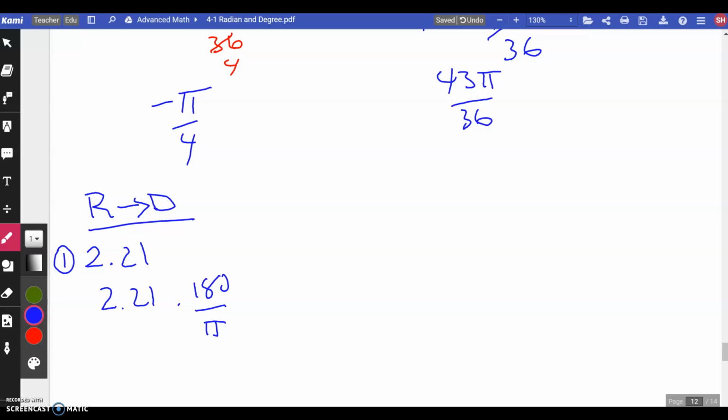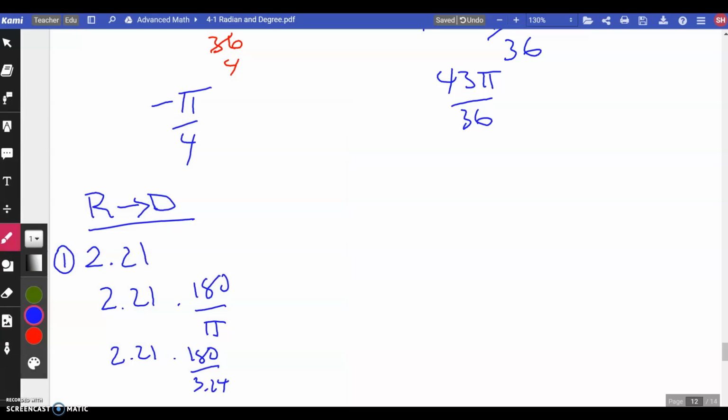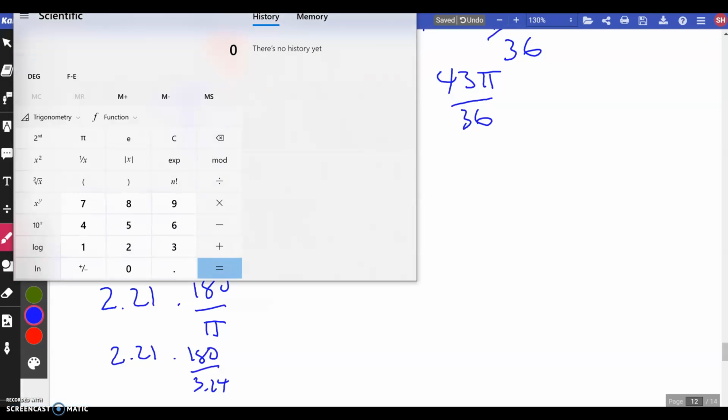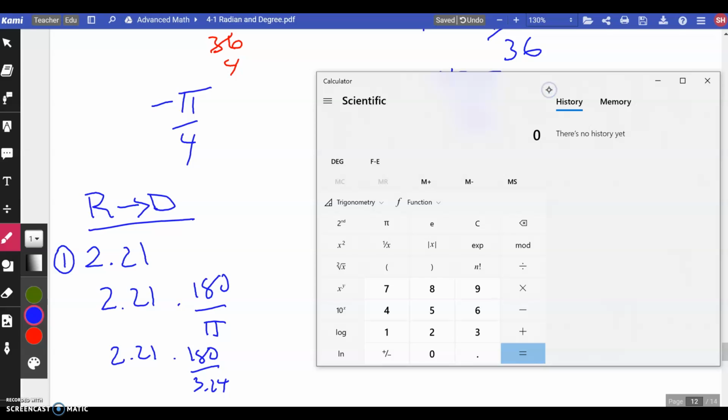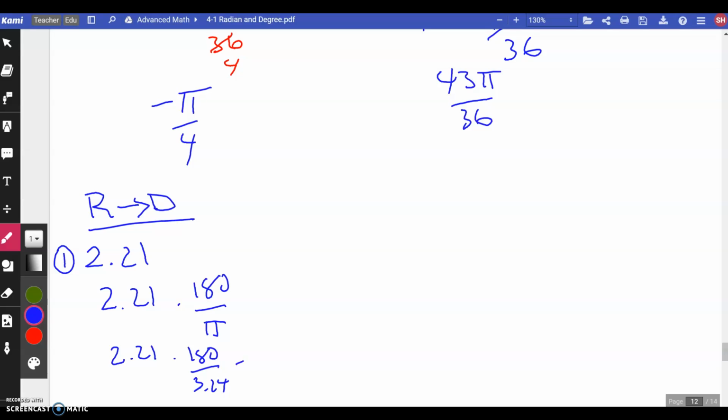So what does that mean I'm going to do? Well, I'm going to use pi equals 3.14. So I'm going to type in a calculator, 2.21 times 180 divided by 3.14. So I'm going to pull up the calculator here. So I would go 2.21 times 180 divided by, and I can just use the pi symbol, or I can use 3.14. It doesn't really matter. You get a slightly different answer, but it's the same thing. So what is that? 126.62 degrees.